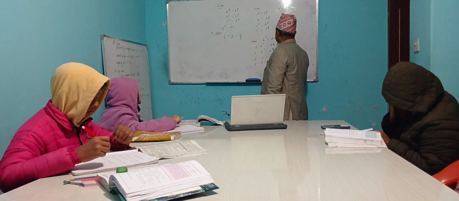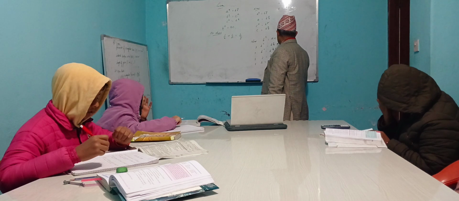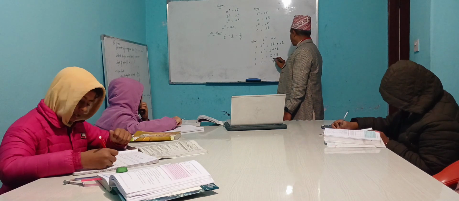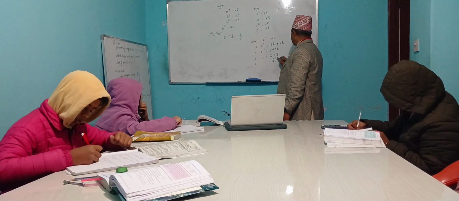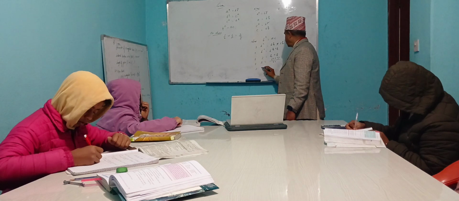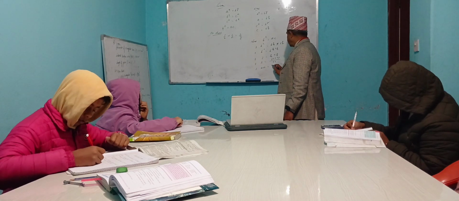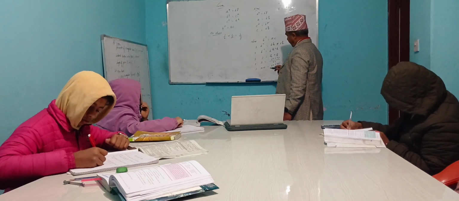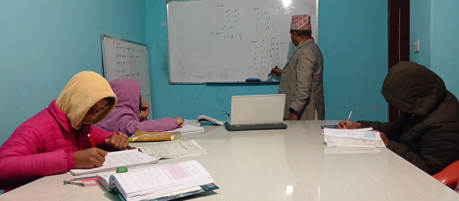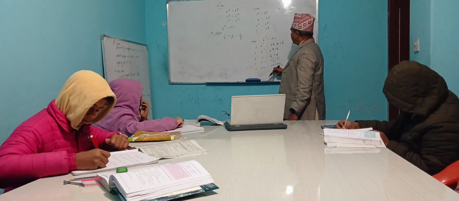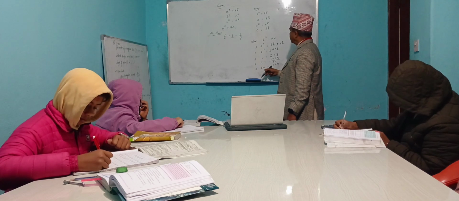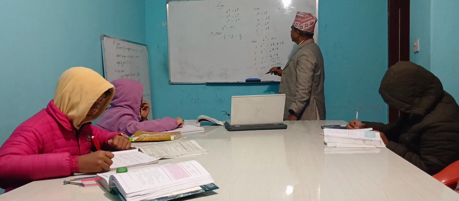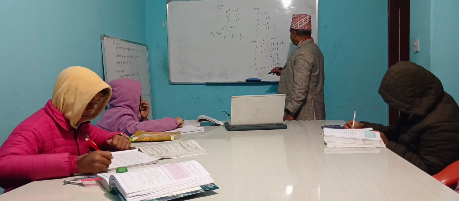2 equals, what does it become? xz is here. Then yz plus xy. 2xz equals yz plus xy. Okay. Then here is xz, right? Then what is given? 2y? y is given, right?